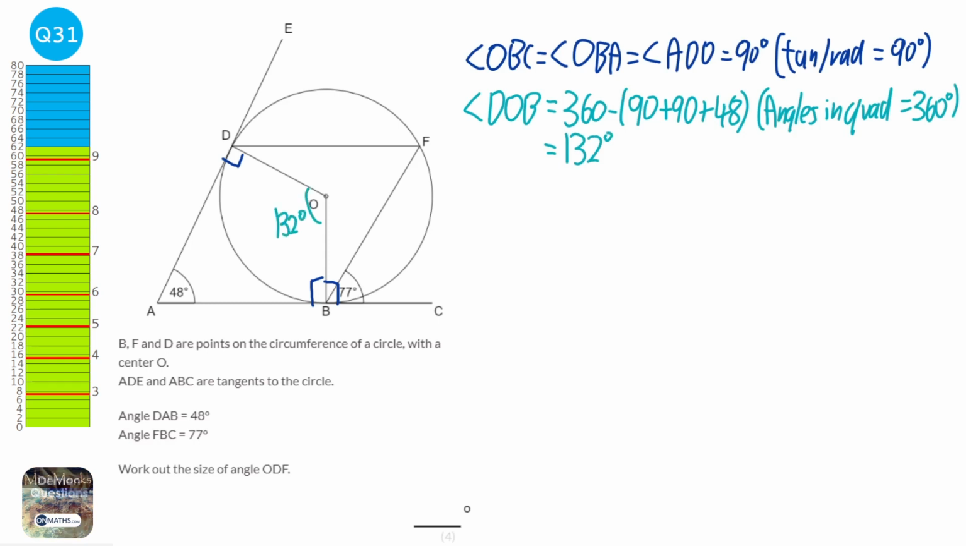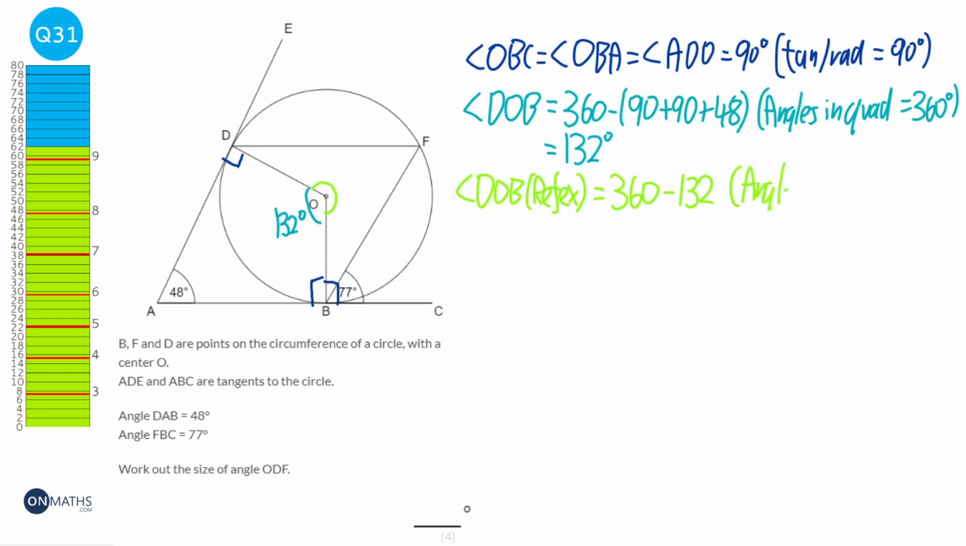But we also have this angle here, which is also angle DOB. But I'm going to call this kind of the reflex one. And to work this one out, we just do 360, take away 132. And the reason for that is angles on a point equal 360 degrees. And so we're going to do 360, take away 132, which is 228. So this is 228 degrees.